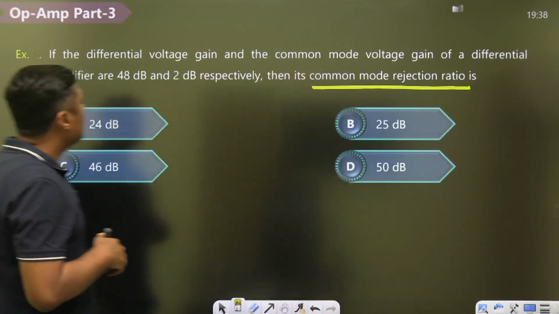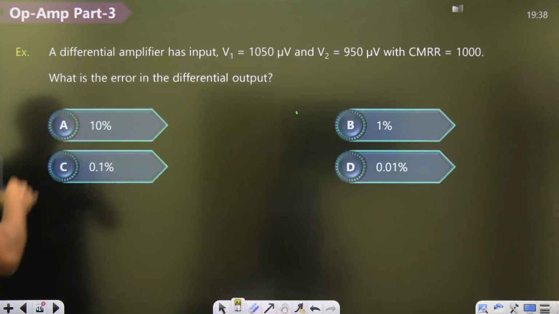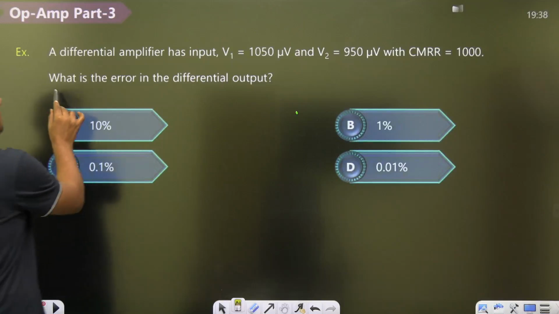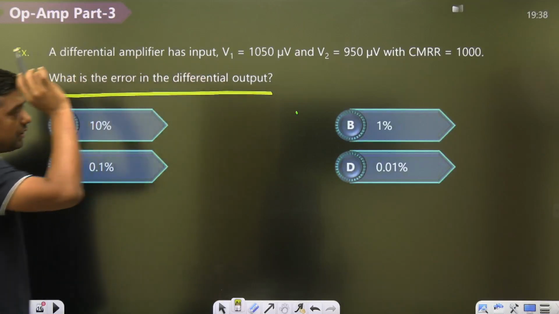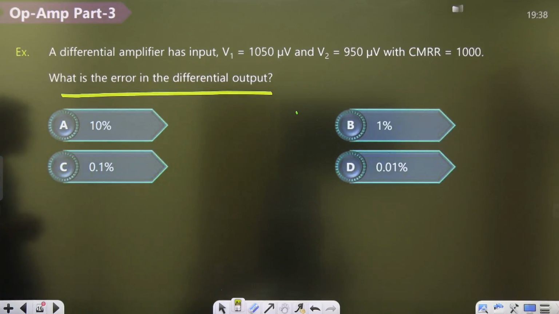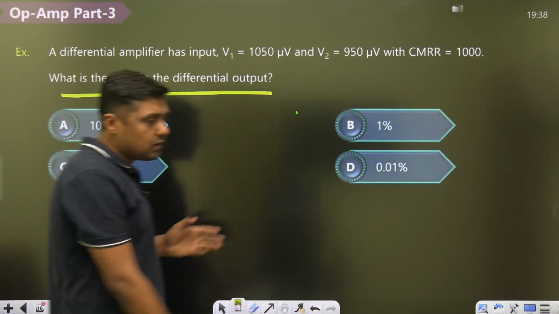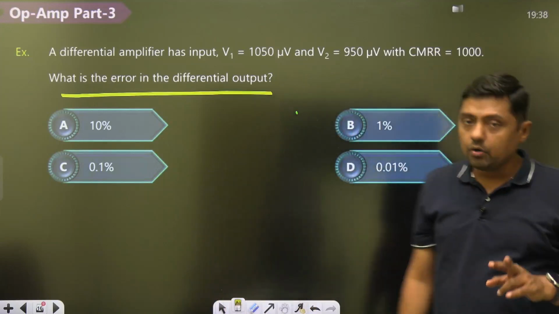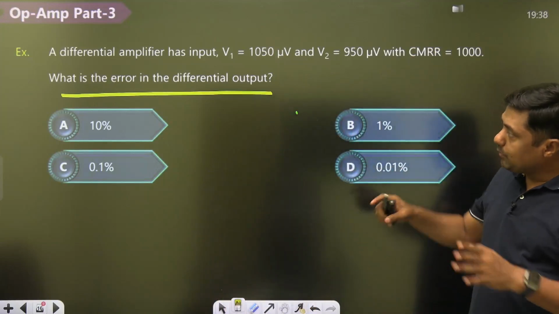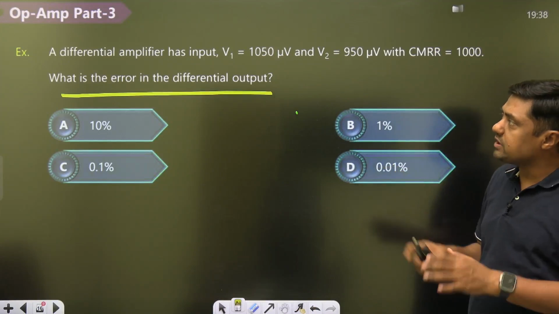Now, second one, a differential amplifier has input V1 1050 microvolt, 950 microvolt is V2, then CMRR is 1000. What is the error in the differential output? If you have any idea, then try to give the answer in comment box. At the last, I will solve these two questions. Okay, don't try to mug up. I'm going to explain each and everything about the differential amplifier.